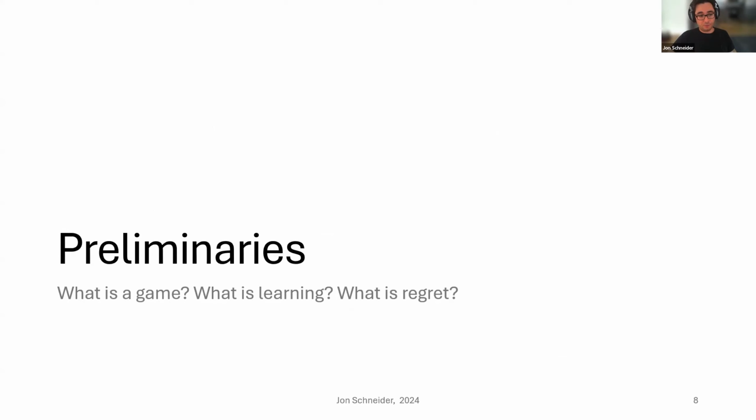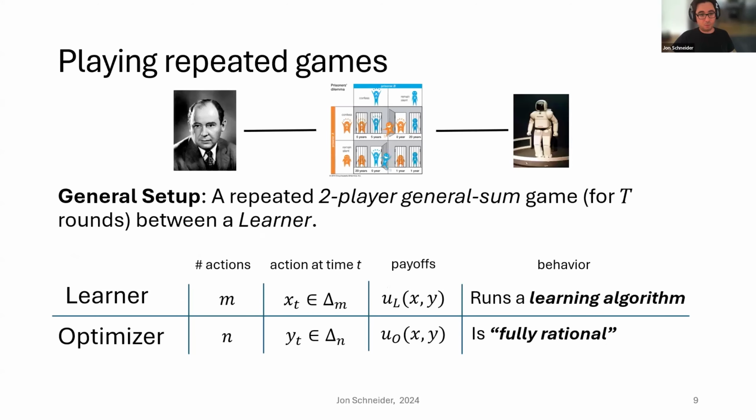So let's talk about what the game is, what learning is, and what these regret guarantees are. Throughout this entire tutorial, the general setup, at least for the normal form part of the tutorial, which will be the majority of it, is a repeated two-player general sum game between a learner and an optimizer. One of the players, the robot, is the learner, and the other player, von Neumann, is the optimizer. And what's the difference between these two players?